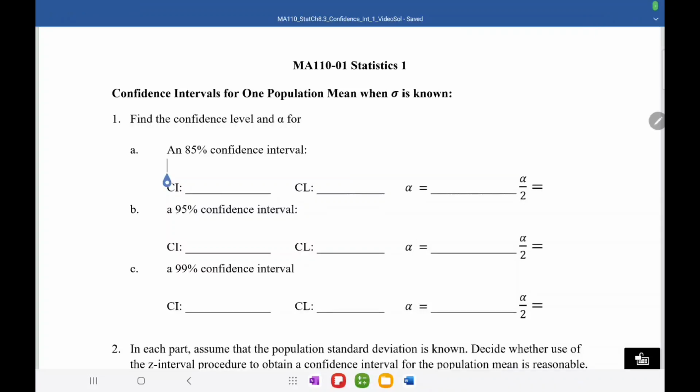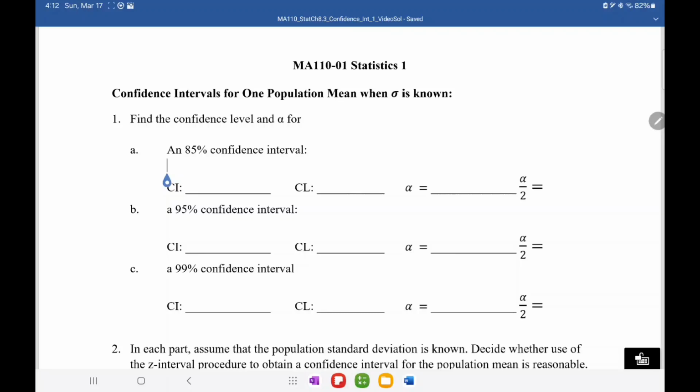In this recording, I'm going to work through the solutions on this worksheet, which is on confidence intervals for one population mean when sigma is known. Now, sigma represents the population standard deviation. So this worksheet has questions pertaining to the case when the population standard deviation is either given to us or we know the population standard deviation through some means.